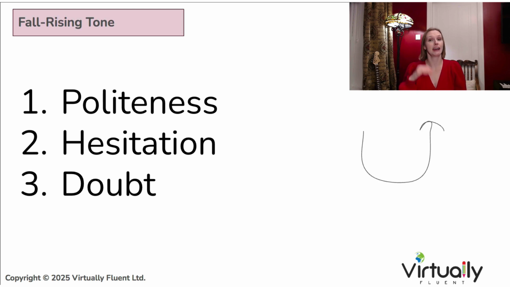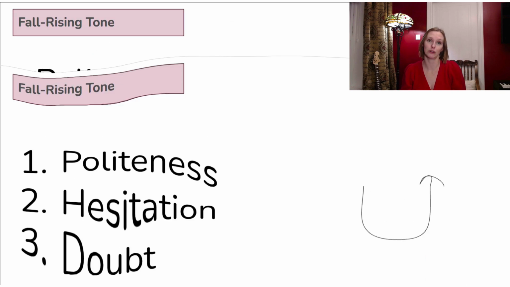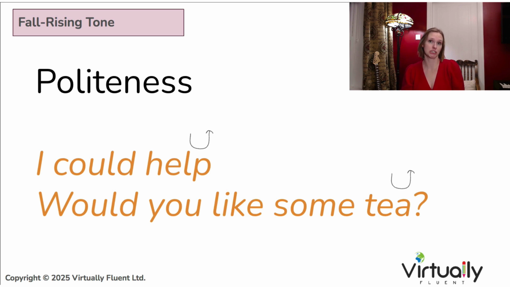And our third type of intonation is the fall rising tone. So this is where the pitch starts high and then it falls and then it goes back up again. In this case, the speaker is often hesitant and has quite a lot of doubt in their phrase. They come across as a lot less direct, and this is used for politeness and, as I've already said, hesitation and doubt.